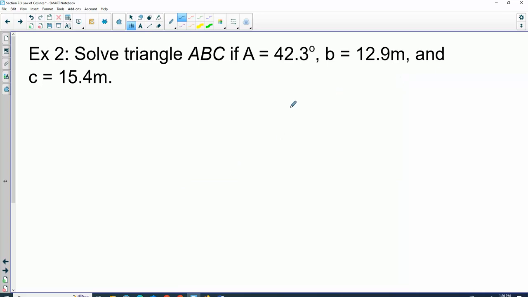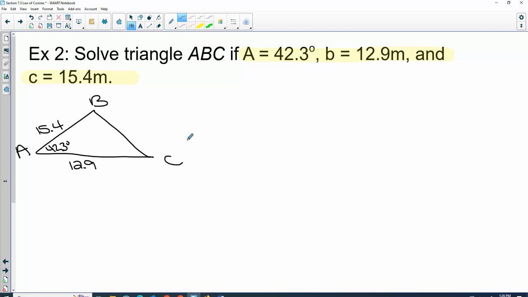To solve triangle ABC. Angle A is 42.3 degrees, side B is 12.9 meters, and side C is 15.4 meters. If it helps you, you are always welcome to draw a picture. I realize I have not been doing that on very many of them, but you certainly can if it makes a difference to you. That's 42.3 degrees, side B is opposite angle B, side C is opposite angle C.